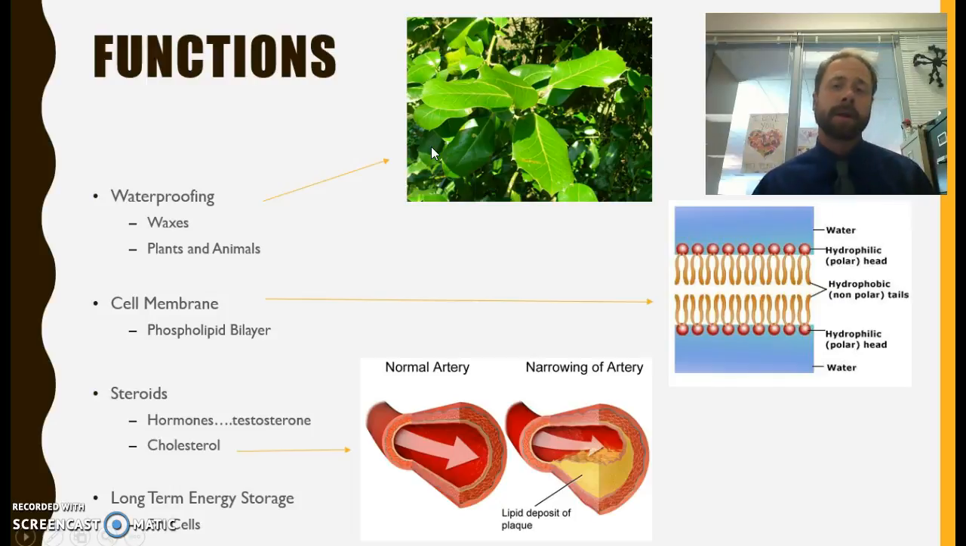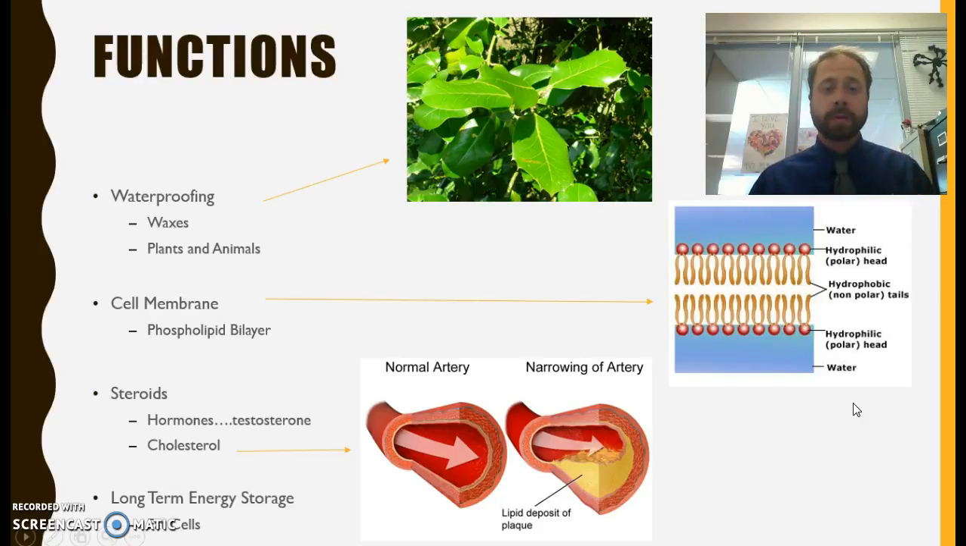We also use lipids to make our phospholipid bilayer. They have hydrophilic heads and hydrophobic tails. Philic is a love of and phobic is a fear of, so the phobic tails push away the water, and we have a phospholipid bilayer. We have two layers going on here, one, two. It goes all the way around and creates our cell membrane, which keeps water inside and outside from moving too much. We're going to get into how water moves into and out of the cell in another session.